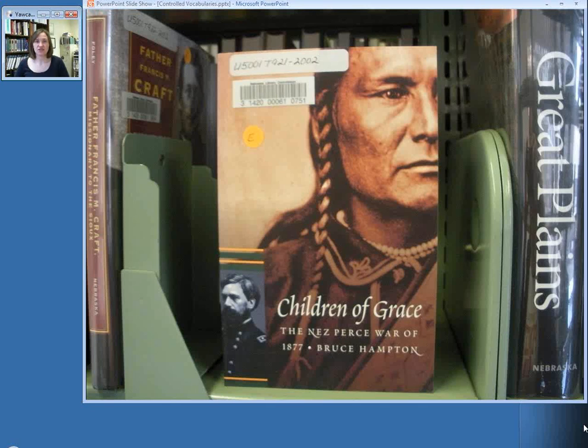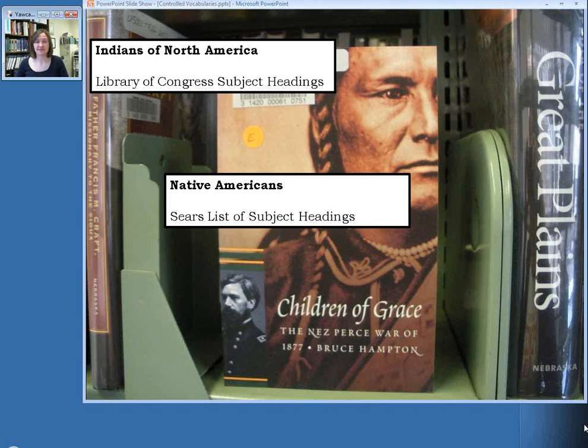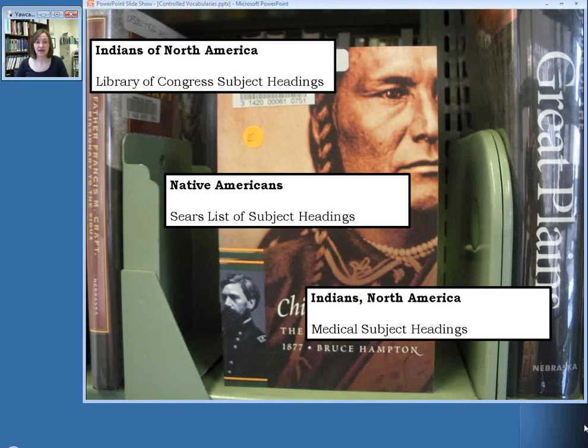Now, it's important to know which controlled vocabulary you are using when you're choosing subject headings, because the same topic can be treated differently in each vocabulary. For example, if you have a book about Native Americans, using the Library of Congress subject headings, the term would be Indians of North America. However, if you're using the Sears list of subject headings, the term would be Native Americans. And if you're using the medical subject headings, the correct term would be Indians, North America. So it's important to know which vocabulary you're working with.